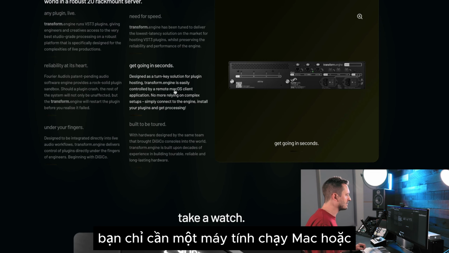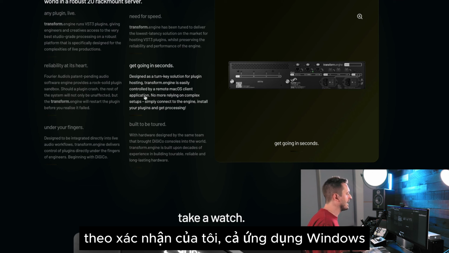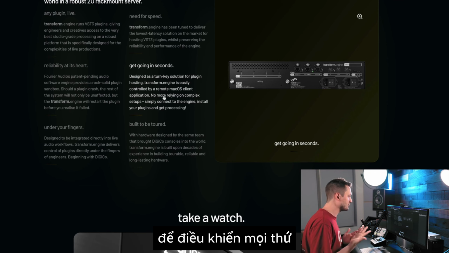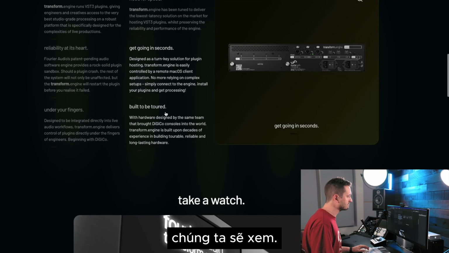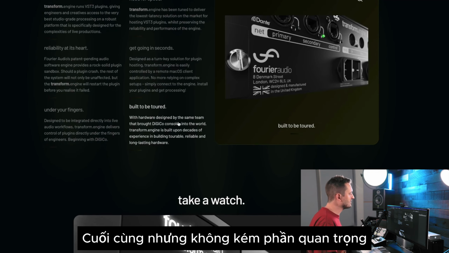You just need a computer running a Mac, or I did confirm also Windows, client application. So that's how you're going to control everything. So it theoretically should be simpler. We'll see.